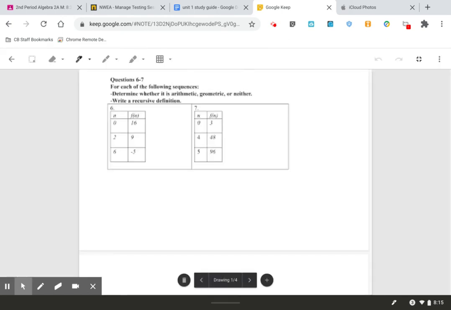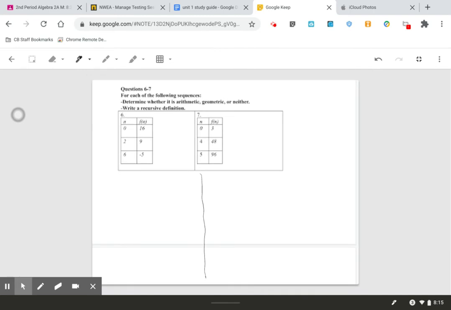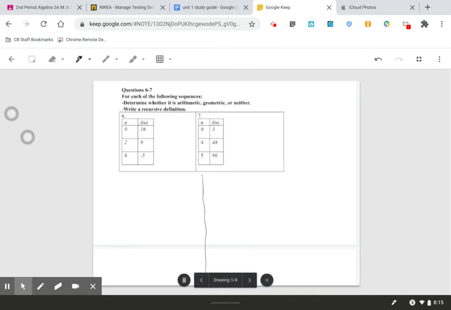Okay, next set of questions. For each of the following sequences, determine whether it is arithmetic, geometric, or neither. Write a recursive definition. So let's look at number 6. Number 6 looks interesting because notice it goes from term 0 to term 2 to term 6. So it's actually skipping term 1. So it might be helpful to try to figure out, based on this, what term 1 is.